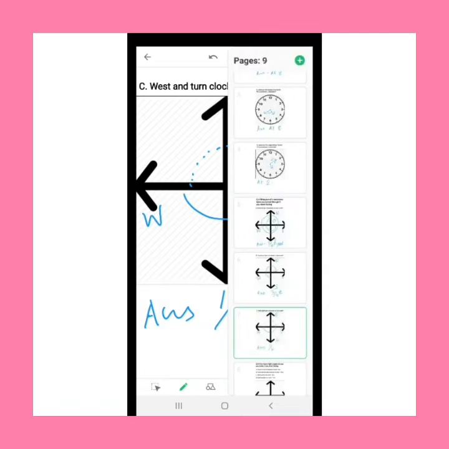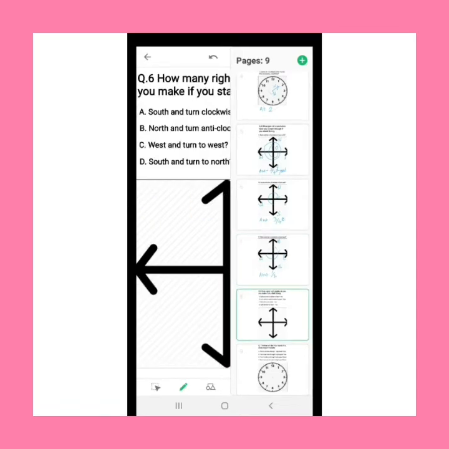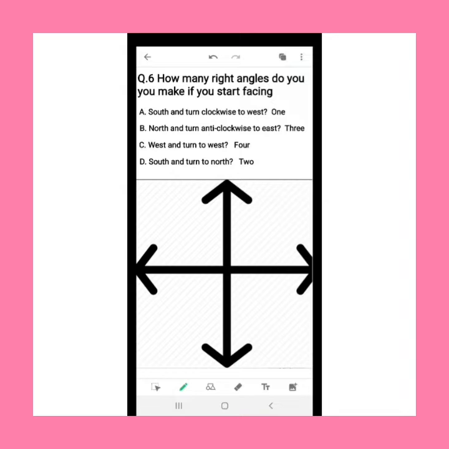So we have completed question number 4. Question 5 we'll discuss later. Now question number 6. How many right angles do you make if you start facing? Here 4 questions are given. The answers I have written here. Only the answers you are supposed to write into your notebook.